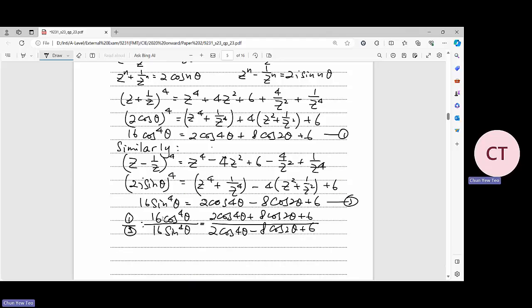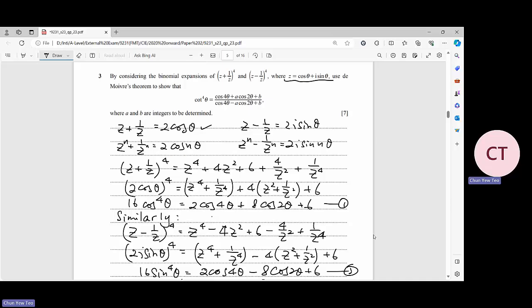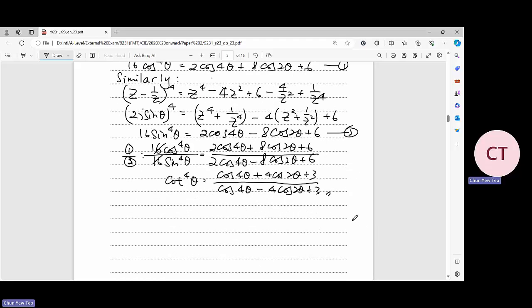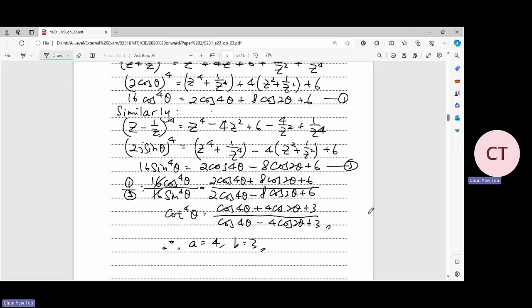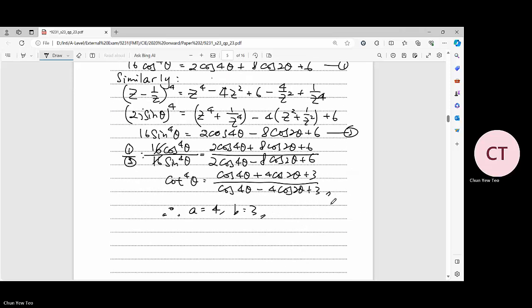You can cancel this. Then cotangent to the power 4 theta is equal to cos 4 theta plus 4 cos 2 theta plus 3, divided by cos 4 theta minus 4 cos 2 theta plus 3. That will be the answer for cot to the power 4 theta. You can just mention that therefore A is 4, B is 3. Okay, so this will be the answer for question number 3. Done.